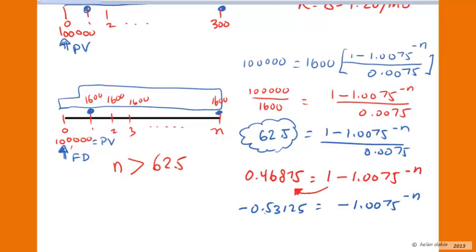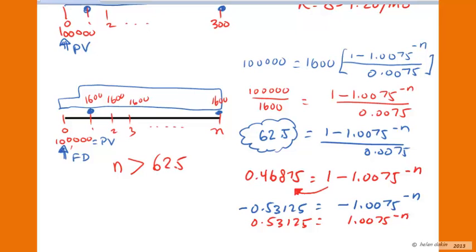Now we've got a double negative here. A negative on the left side equals a negative on the right side. So what we should do is definitely multiply both sides by negative 1, or change the signs to positive, because you can't involve logs with negative bases. So we will have 0.53125 is equal to positive 1.0075 to the negative n exponent. The exponent still remains as negative.